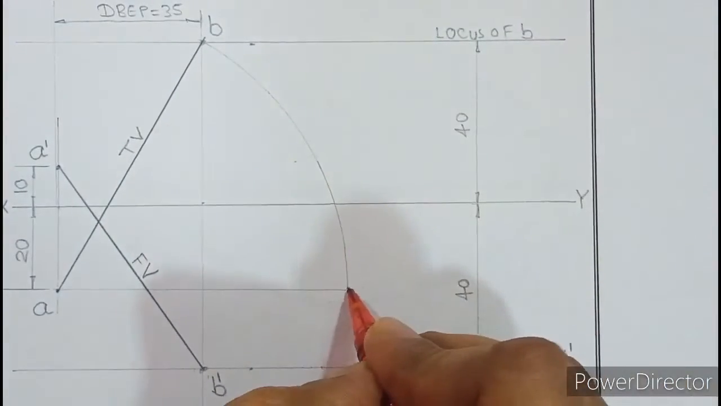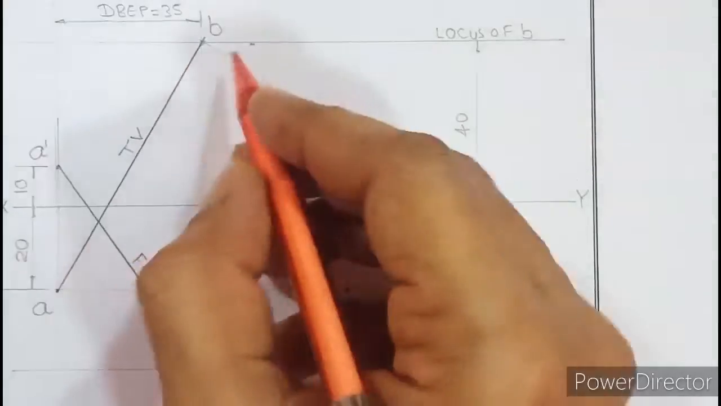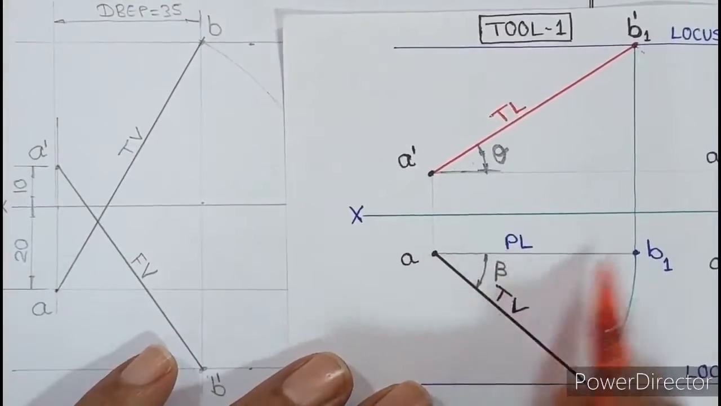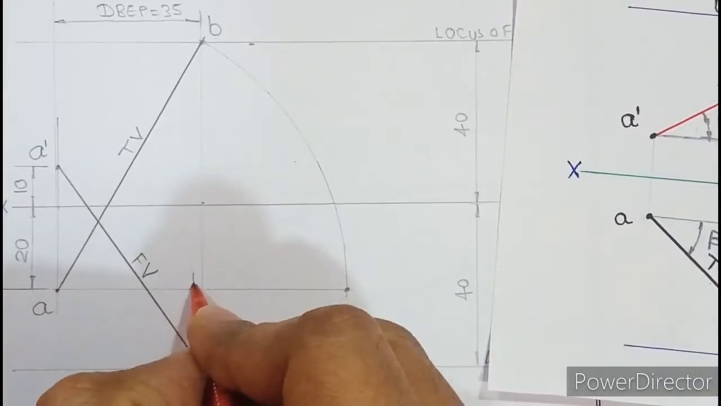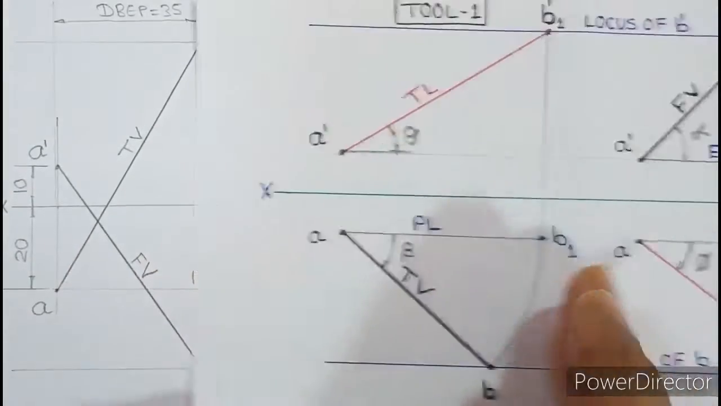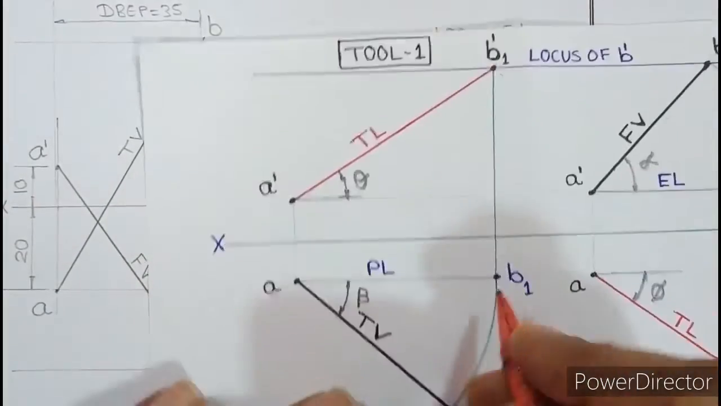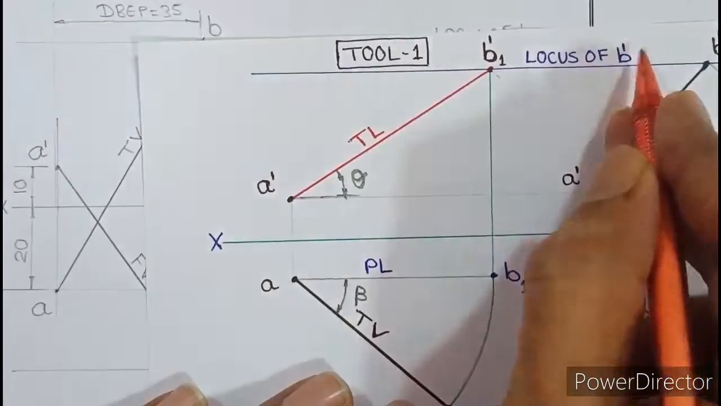So you have to stop rotating over here. When you rotate the top view, as per the tool, you will get the plan length. So name this as PL. The name of the point is B1. Same name you have to give here, B1. Now further the tool says project B1 to cut the locus of B dash.